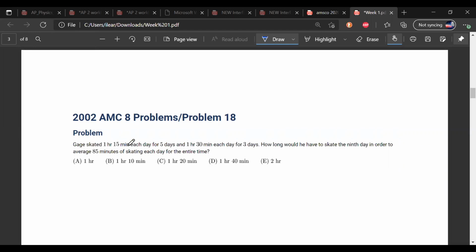So he has a total of, so initially he skates 1 hour and 15 minutes each day for 5 days, 1 hour and 30 minutes each day for 30 days. So let's just make a slight chart. All right. So initially 1, 2, 3, 4, 5. These are the days he spent essentially 75 minutes to skate.